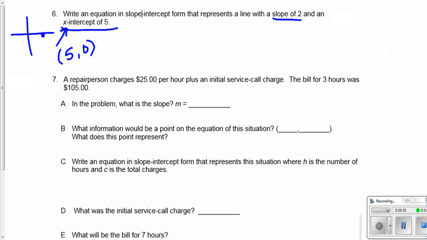So now, do I have what I need? Yes, I have a slope and I have a point. It's not my y-intercept, so I have to use point-slope form. So y minus y1 equals m times (x minus x1). So y minus, well, what does y1 happen to be? It happens to be 0, which is kind of nice. And then m, I know what m is. M is 2, and then x minus x1, which is 5.